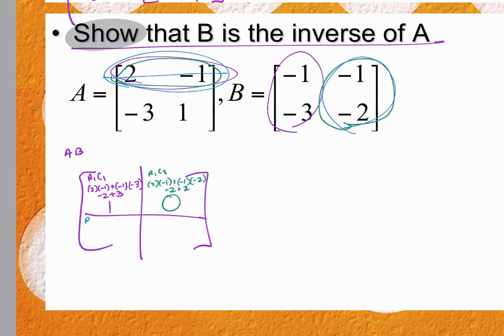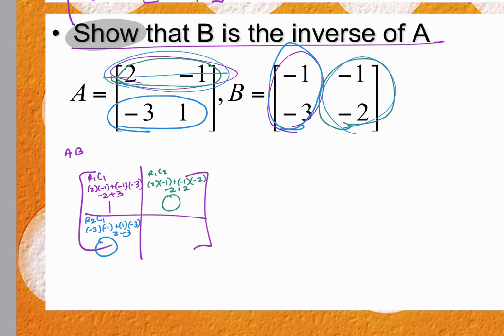Now I'm in row 2, column 1. So I want row 2 and column 1. Negative 3 times negative 1 plus 1 times negative 3. 3 minus 3, which is 0. Again, that's what should go there.